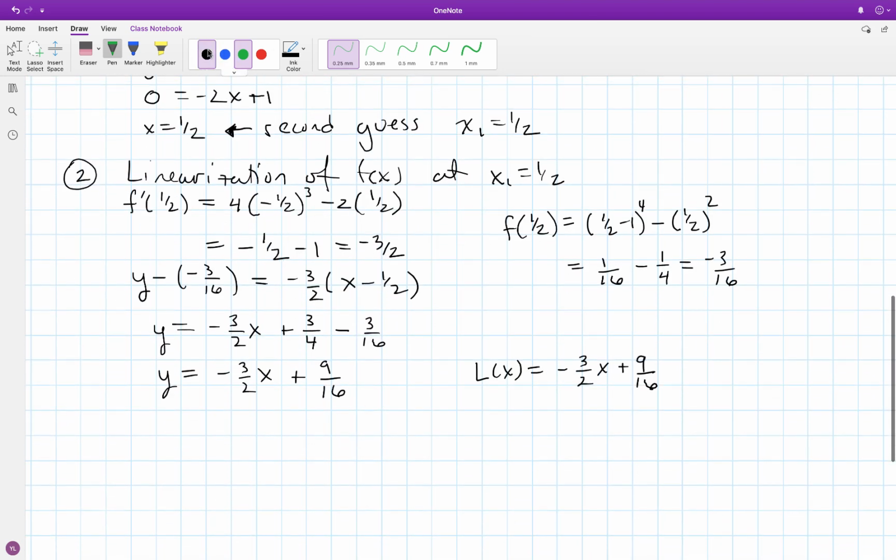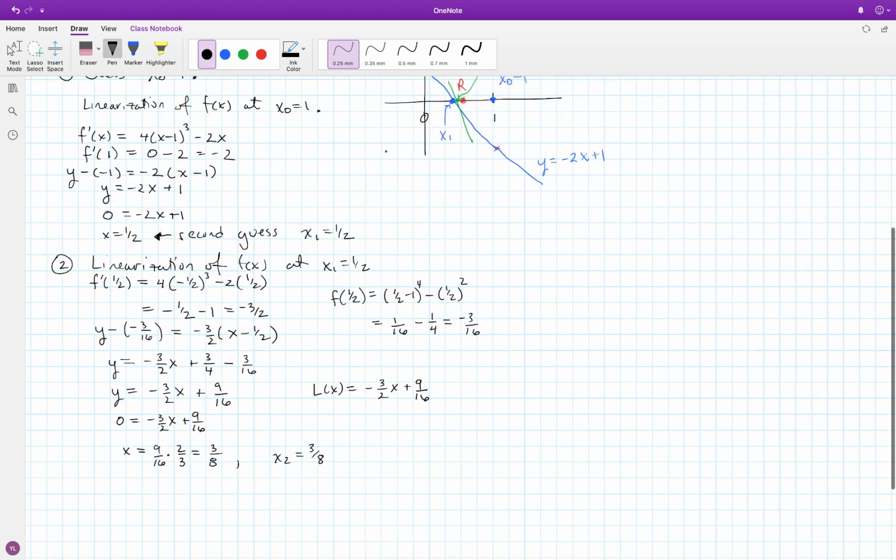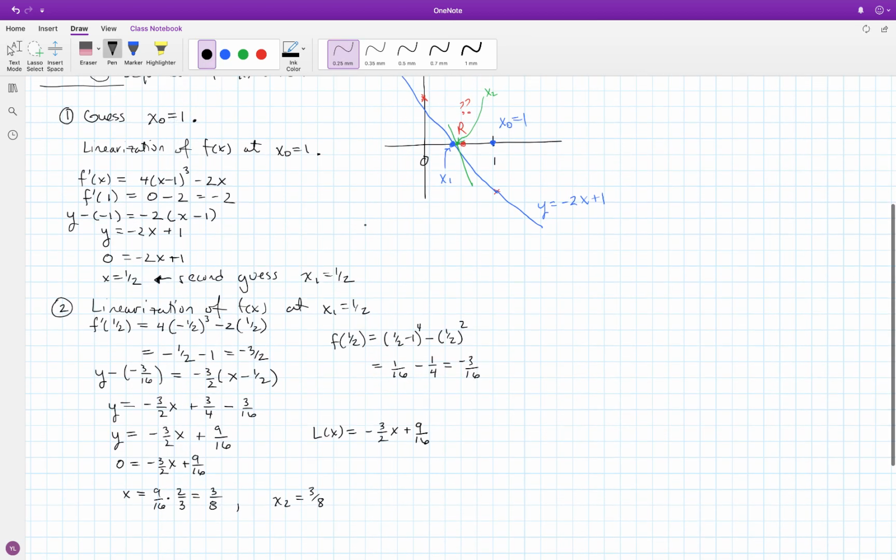So let me figure out what that number is. I'm just trying to figure out where this hits the x-axis. So again, I set y equal to 0, and I'm going to get x equals, let's see here, 9/16 times 2/3. So this is 3/8. Okay, and this becomes my new and improved guess of the root. So I went from a guess of 1, which was just the very naive guess from the intermediate value theorem, to a guess of 1/2 from a first linearization, now to 3/8 from a second linearization.